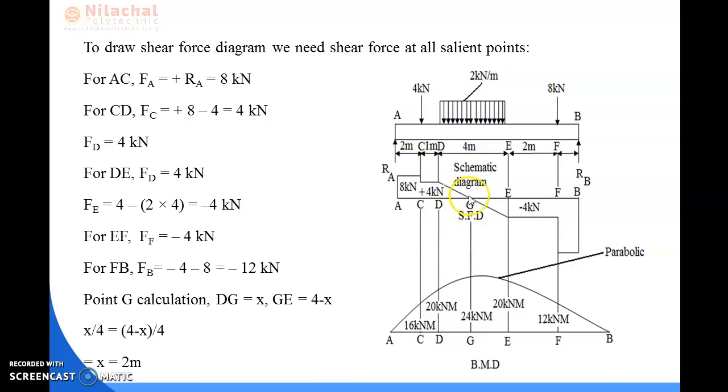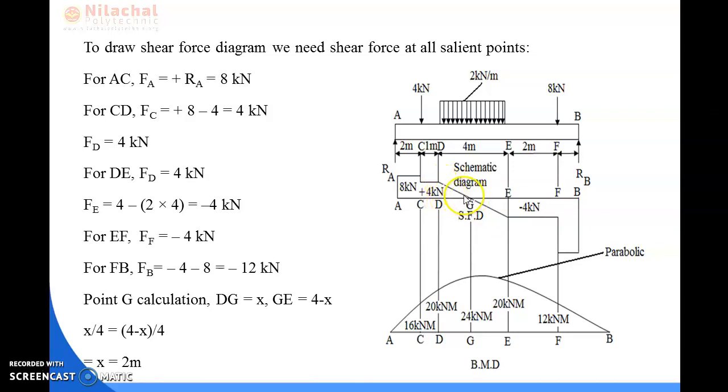So we know that at the point at which the shear force is 0, the bending moment must be maximum. So we need to know the distance of this point from any support of the beam. That may be A or that may be B. So, to find out the distance of this point, we need to take the help of similar triangles.